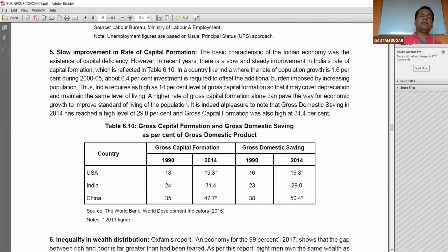Slow improvement in the rate of capital formation. The capital formation is increasing, but not to a great extent. It is increasing at a very slow pace, where it should be at a very high pace, but it's not.